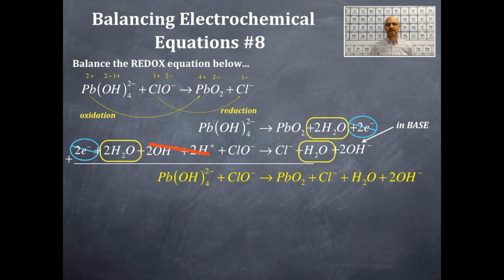There's 1 chlorine on the reactant side, 1 chlorine on the product side. It's balanced. Check. Awesome. Now I can label this. The PbOH4 2- complex ion is undergoing oxidation. It is the reducing agent. And the hypochlorite ion is undergoing reduction, and it is the oxidizing agent.